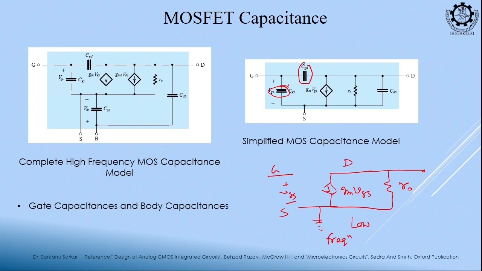At low frequency these capacitances behave like, what is the impedance of a capacitance? 1 by j omega C. So, as C is very small, at very low frequency they offer a high impedance and they behave like an open circuit, but in the high frequency model we can think of gate to source and gate to drain capacitance. Okay. And there are other capacitances like drain to bulk junction, but we can neglect them because they are very small.